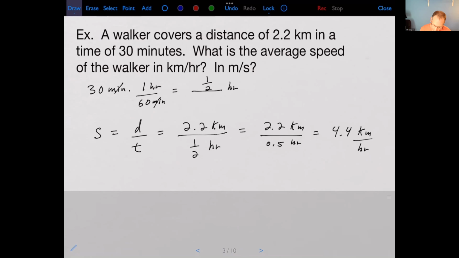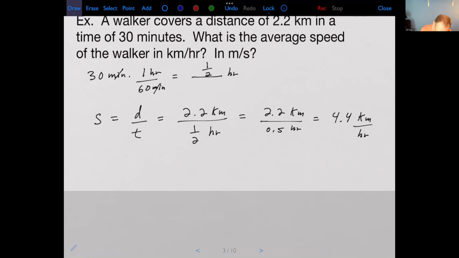All right, what if we want the average speed now in meters per second? Okay, so first, let me convert my distance. I know my distance is 2.2 kilometers. Let me convert that to meters. Well, we know that there are 1,000 meters in 1 kilometer, right? Or you could also move the decimal point 3 places to the right. So if I multiply this, it's the same as moving the decimal point 3 places to the right. It's going to be 2200 meters.